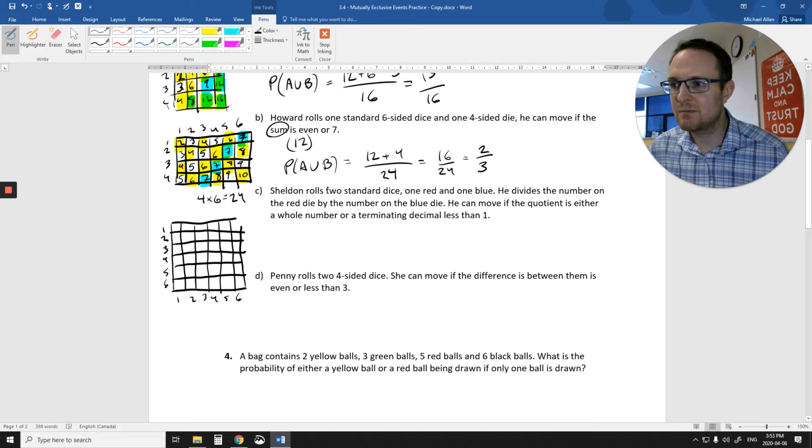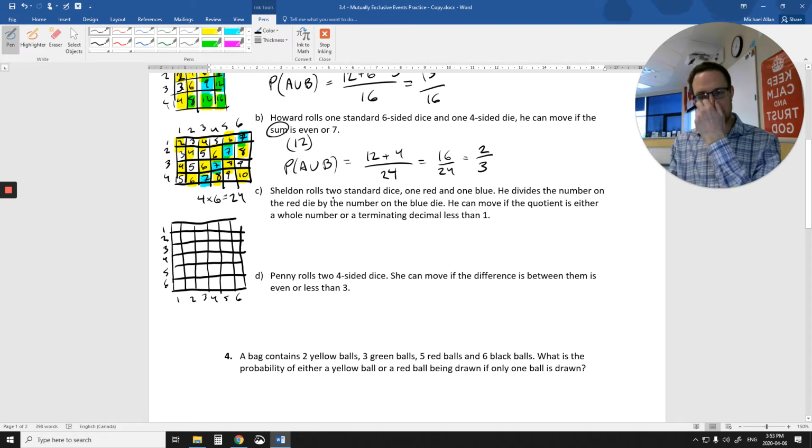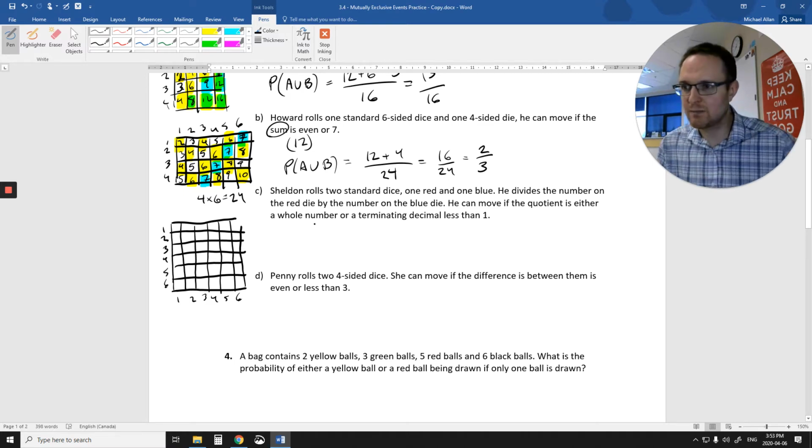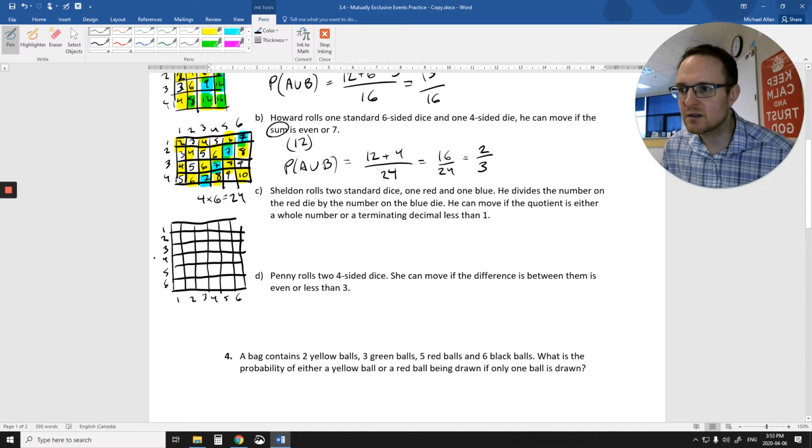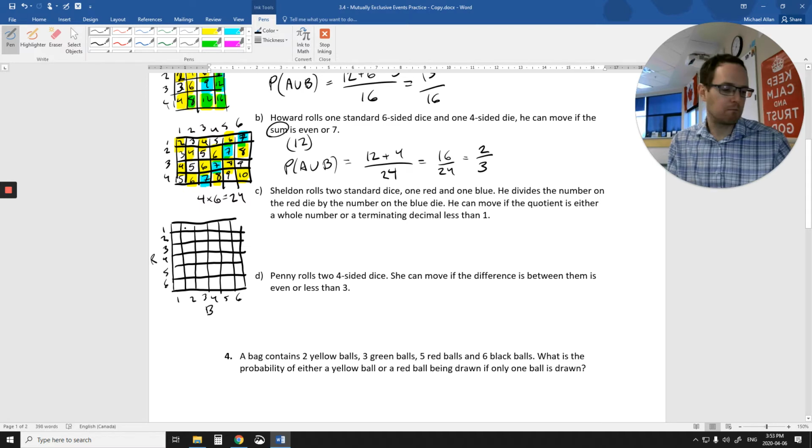He divides a number on the red dice by the number on the blue. He can move if it is a whole number or a terminating decimal less than one. So we need to know which is which here. So let's call this the red dice on this side. Let's call this the blue dice on this side. So he's dividing by the blue number.